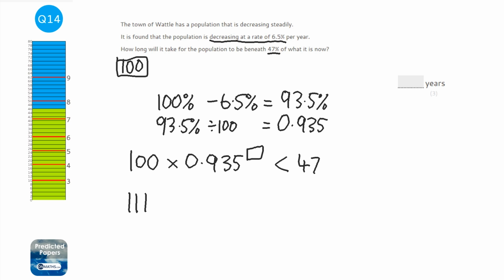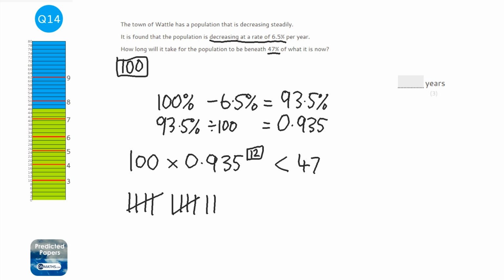Again 76.4. Again 71.4. Again 66.8. Again 62.4. So I'm getting closer. Again, 58.4. Again, 54.6. Again, 51. I'm getting close. Again, 47.7. So I'm getting very, very close, but I'm not quite there yet. And I press it one more time, and I get 44.6. So in total, I've done it 12 times.